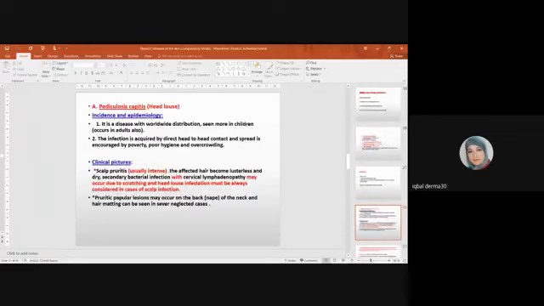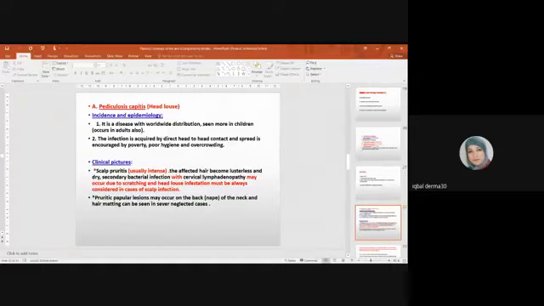Pediculosis capitis, or head lice. Pediculosis capitis has a worldwide distribution, and children are most commonly affected, especially school children. The mode of transmission is direct head-to-head contact or sharing combs, and it is also encouraged by poverty and overcrowding.